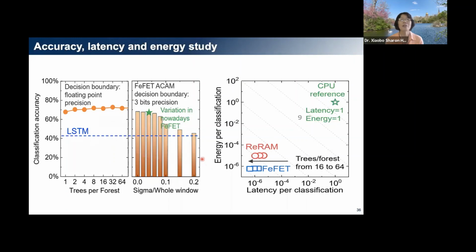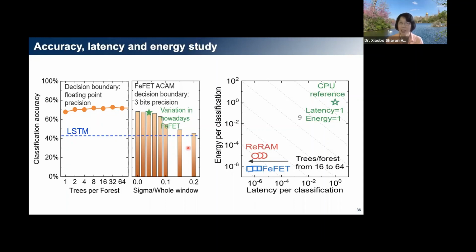If you have a variation of 0.2, meaning you have 20% of deviation from your desired memory window, you can see how this accuracy degrades. So I hope that's the impact. Now, in terms of design, we have to think about how to accommodate, right?